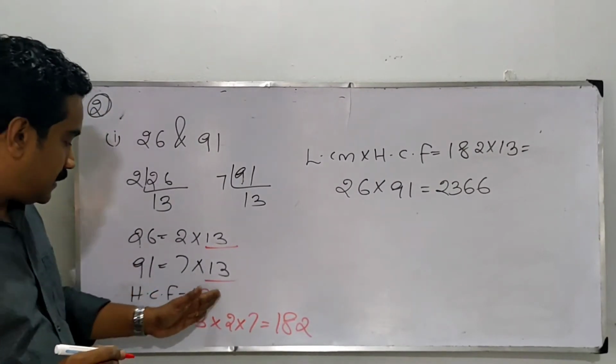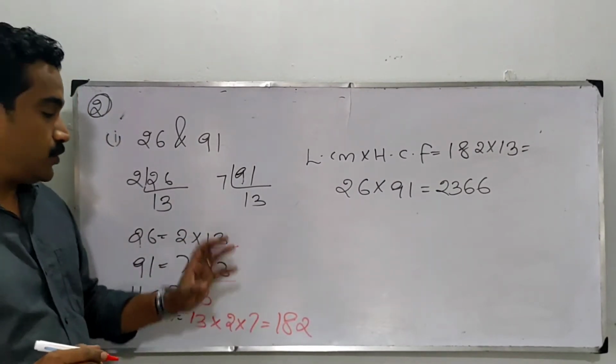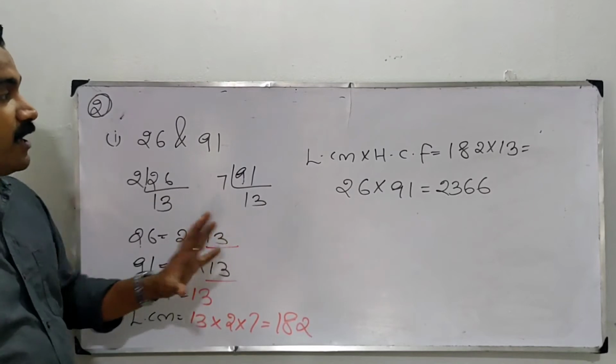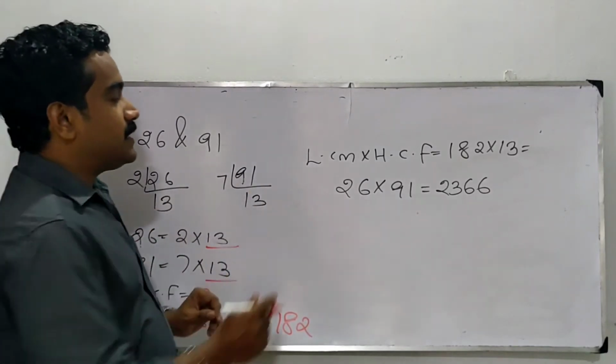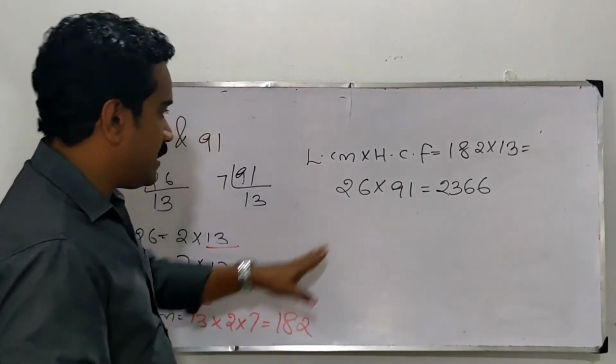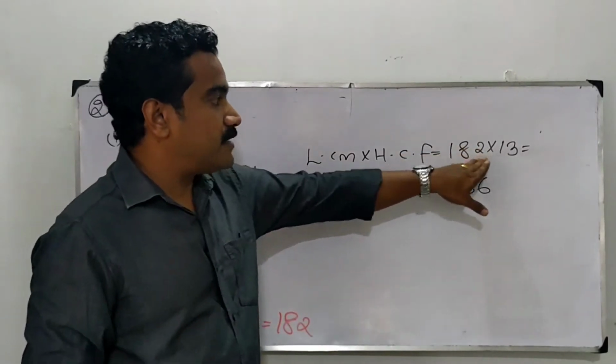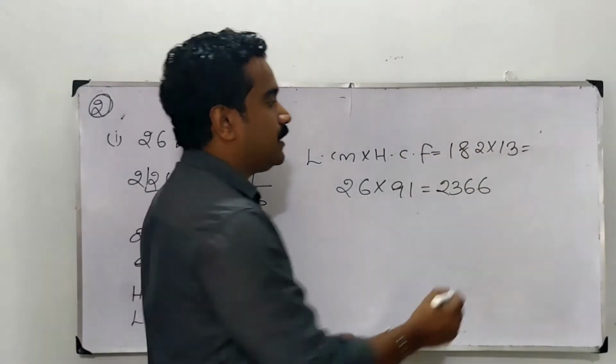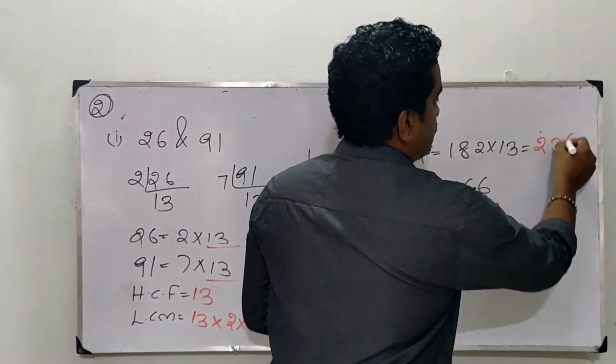So SCF is 13 and LCM is 182. Next is the verification part. How are we verifying this one? Check what is LCM into SCF. LCM is 182, SCF is 13. So 182 into 13 is 2366.